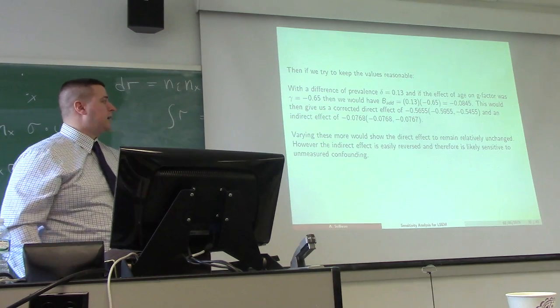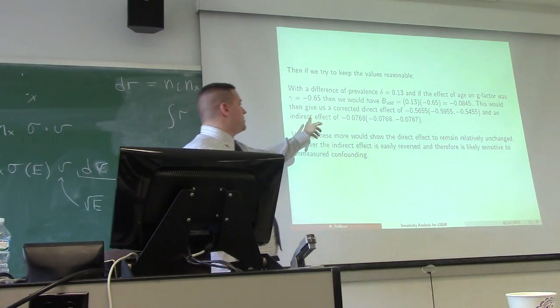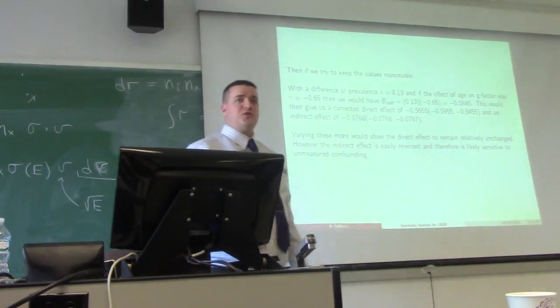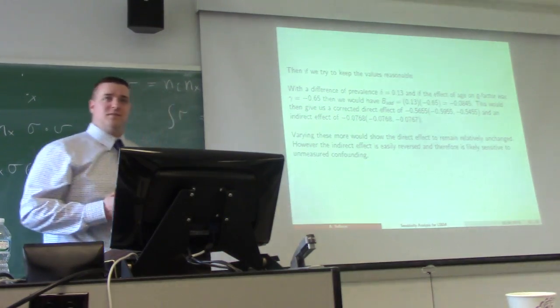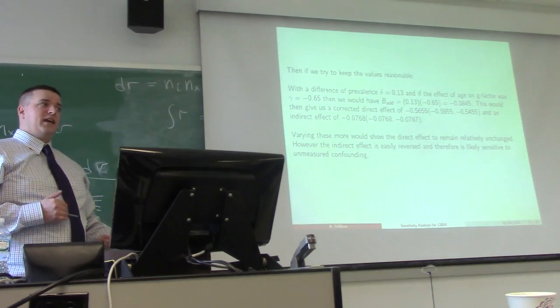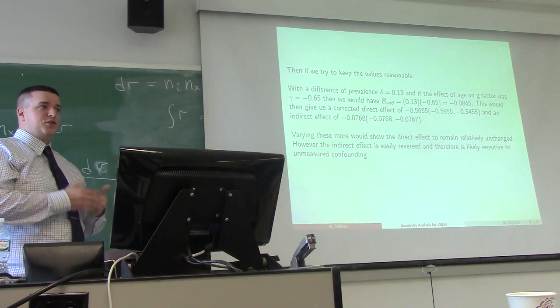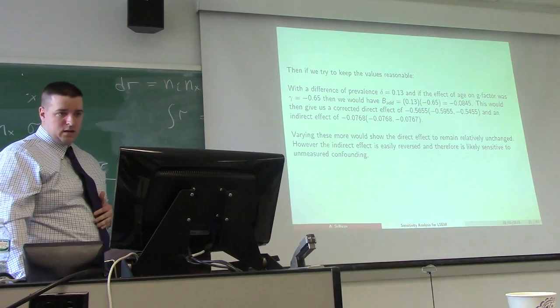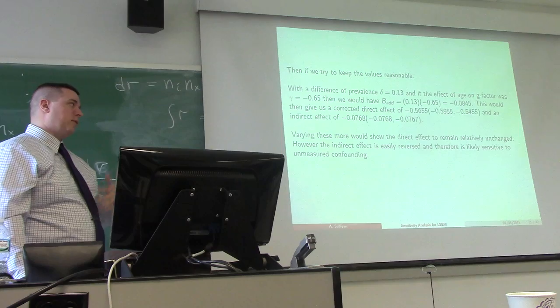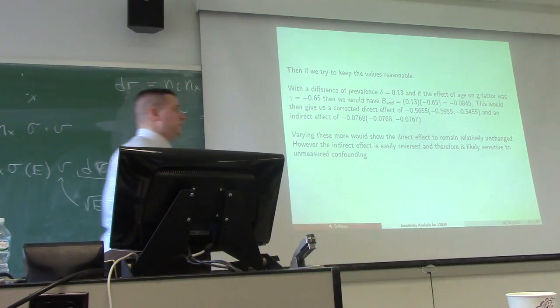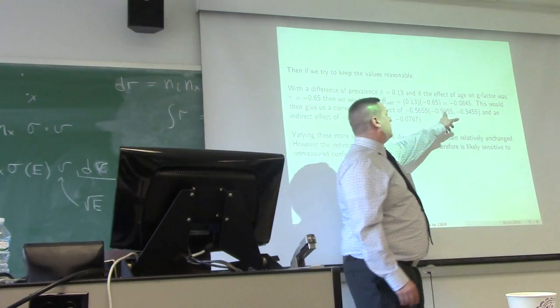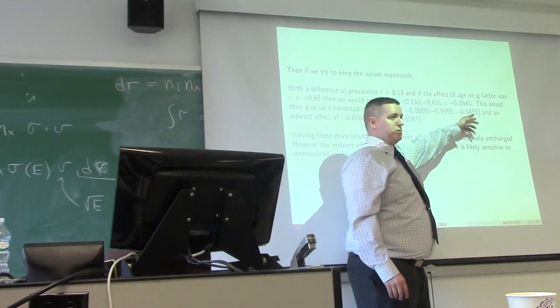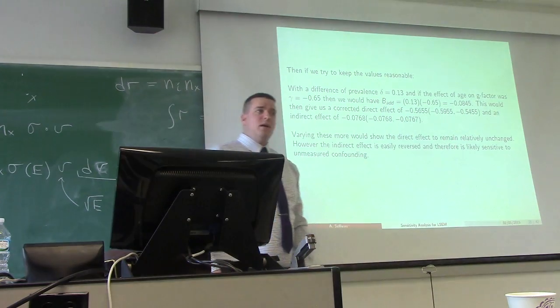And what we end up finding is when you have a corrected range of effects, the indirect effect actually changes direction from what they had the indirect effect being in the model. However, the direct effect remains relatively unchanged. Remember, it's 0.65, so when you have the reasonable values in here, it's very similar.